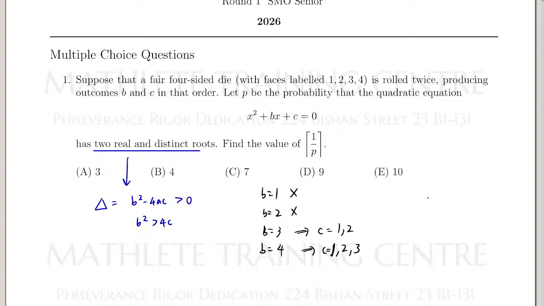If there are 5 possibilities, and the total should be 4 times 4 equals 16, then P is 5 over 16. Then 1 over P, rounded up, turns out to be the answer, B, 4.